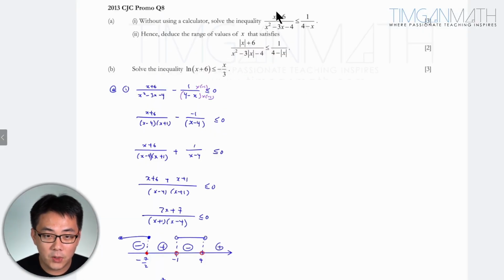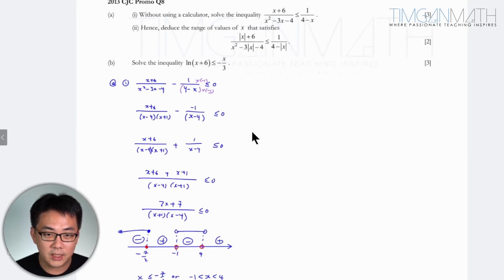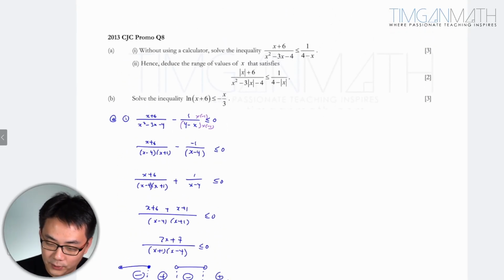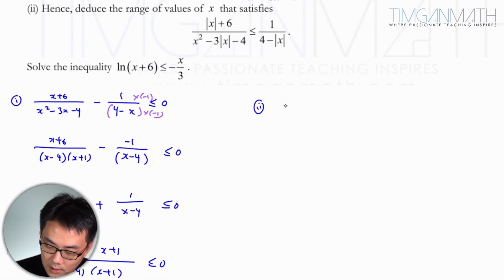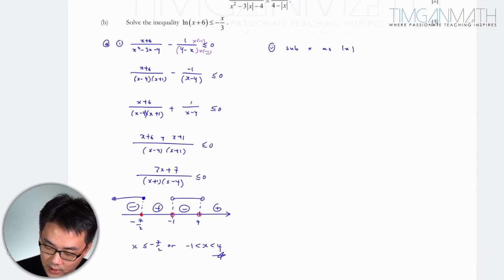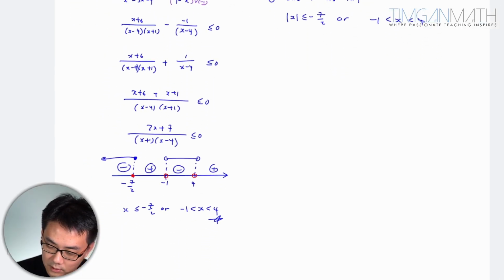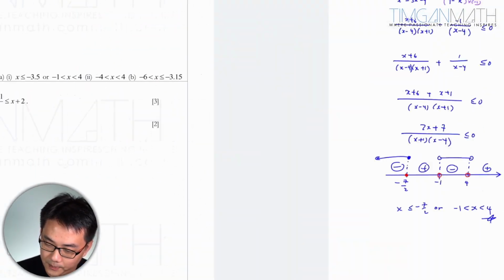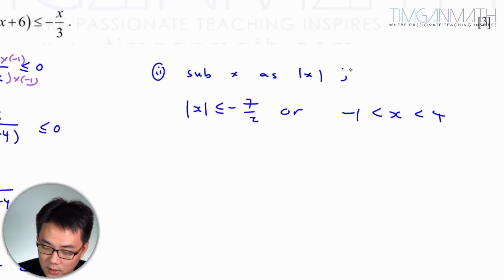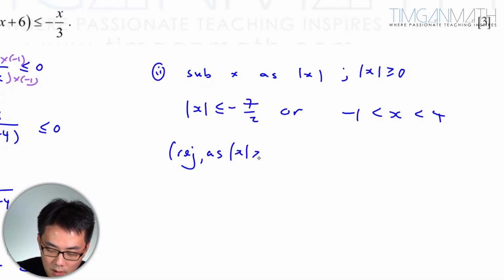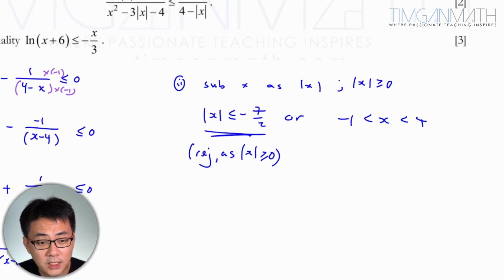In this case, you substitute x as modulus x, right? So what you do is just substitute x as modulus x, what we did just now. So for part 2, sub x as mod x. Very quickly, you can say that mod x is less than negative 7 over 2 or minus 1 x 4. Is it 4? Equals to 4, right? Yeah. Because mod x is bigger than or equal to 0, you reject this one, because modulus x cannot be negative.